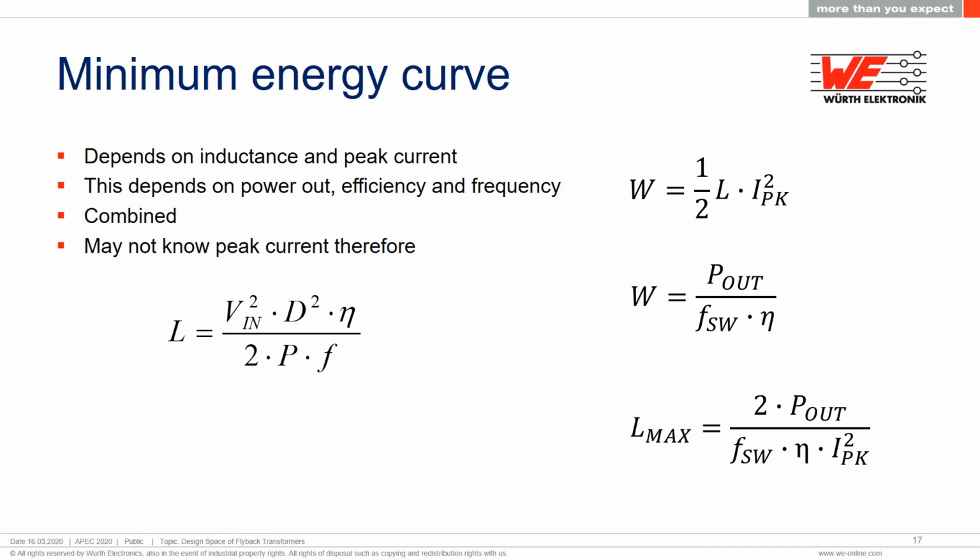Let's start by putting everything together to map out the boundaries. We know the minimum energy is going to depend on the inductance and the peak current, but we may not always know exactly what the peak current is beforehand, or it might be flexible. I also have to know the total power out, which comes from the specifications. I must estimate an efficiency, and we need to know the minimum operating frequency. Combined together, these give us a minimum inductance according to this formula.